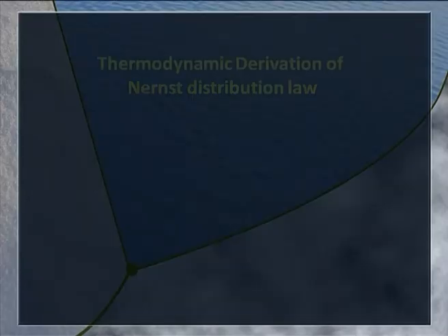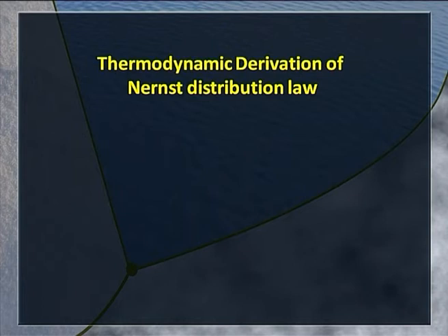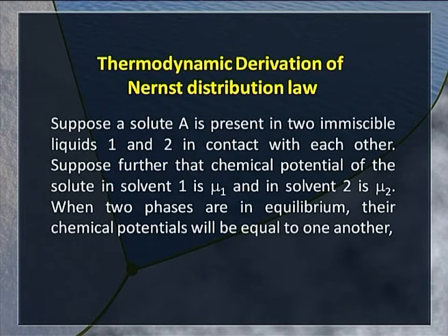Therefore, the experiment has to be carried out at very low concentrations of the solute as far as possible. We can derive Nernst distribution law from thermodynamic considerations. Let us consider a system in which solute A is present in the two immiscible liquids 1 and 2, which are in contact with each other. Suppose further that the chemical potential of the solute in solvent 1 is mu1 and in solvent 2 it is mu2. When the two phases are in equilibrium, their chemical potentials will be equal to one another. That is, mu1 is equal to mu2.